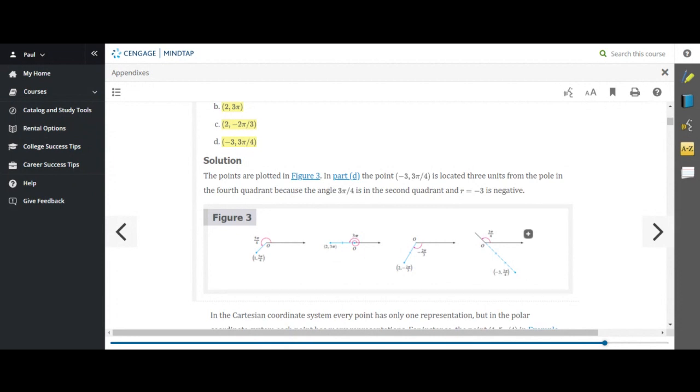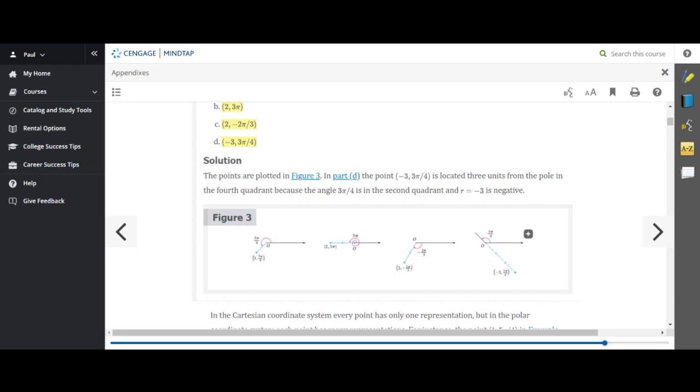Pi is 180 degrees. So 3 times pi would be how many degrees? That's right, Jacob, 540 degrees. Now, how many degrees does it take to do one revolution? 360 degrees. Right, that's right. So 540 degrees would be doing one revolution, which is 360 degrees, and then half another revolution, which is 180 degrees, because 360 degrees and 180 degrees makes 540 degrees.